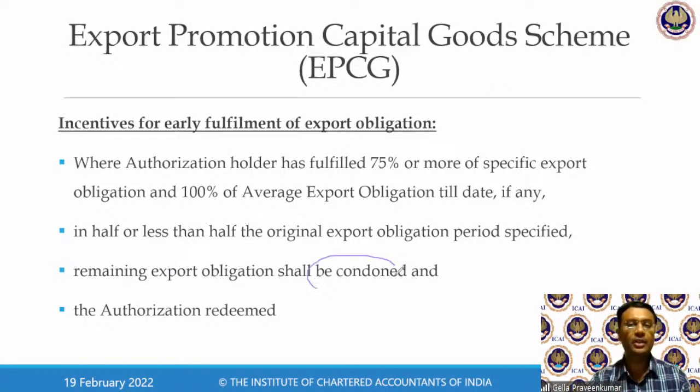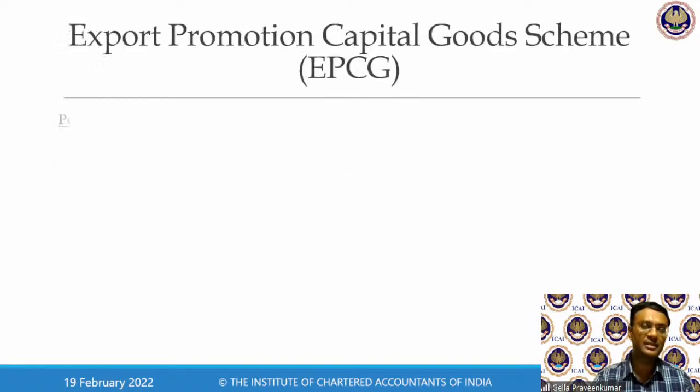So there is an aspect called condonation. Sir, I have met 75% of the export obligation within the obligation period. Then there is a mechanism where the consent RA can condone, which generally doesn't happen, students.